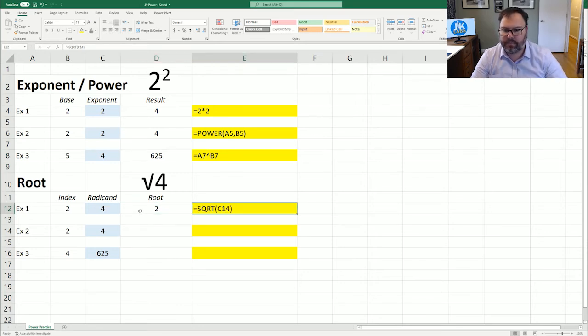As you can see, we are doing the square root of 4, and up here we did the power of 2 to the second, which is 4. We've resulted in 4 down here, and we're equaling 2.